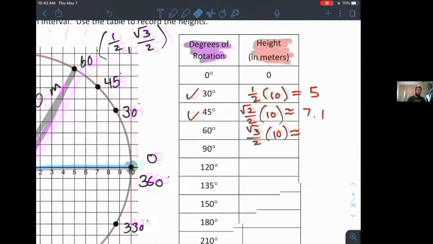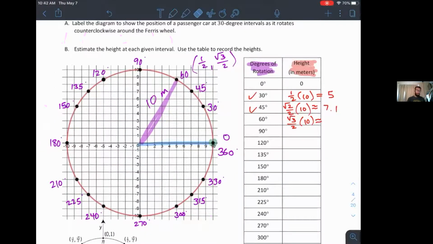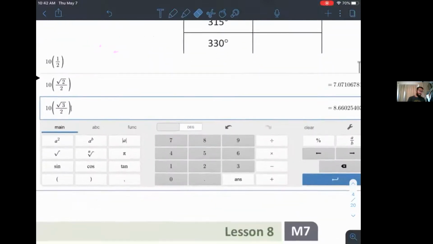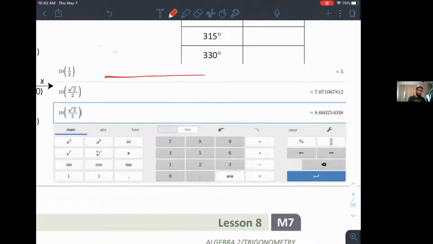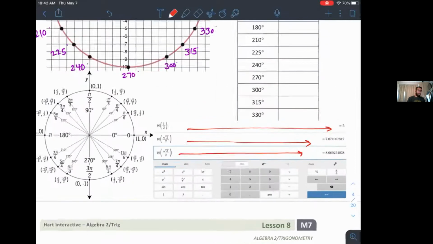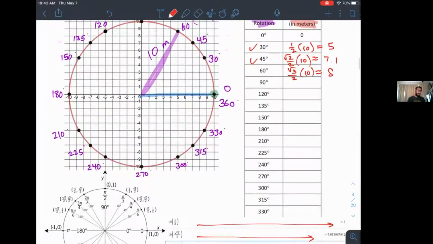So I'm going to reference a calculator now to get some exact answers here. I actually have a screenshot of this for our advantage. 10 times 1/2 was equal to 5. 10 times √2/2 was equal to about 7.1. And the one that we're now looking at, 10 times √3/2, is about 8.7. So I'm going to copy that down right up here.